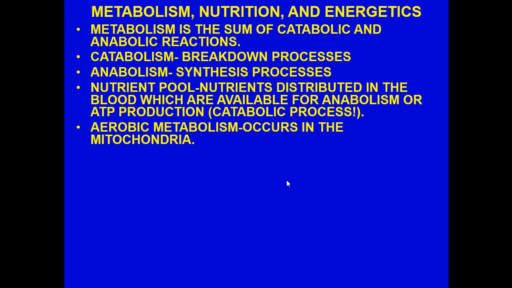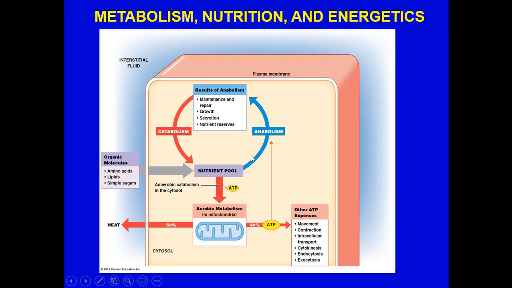Okay. Now, when we talk about aerobic metabolism, this occurs in the mitochondria. We're going to talk about how these steps occur. As you can see here in this diagram, you have a variety of organic molecules: amino acids, lipids, simple sugars. When I say simple sugars, think of monosaccharides. Lipids, the best way to understand it is monoglycerides, fatty acids, things like that.